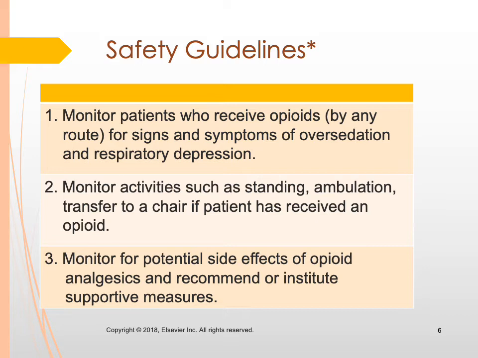We want to monitor potential side effects of analgesics. And what are those potential side effects? Constipation is always one, sometimes nausea, vomiting, depression, respiratory depression, itching or pruritus. Some of the things that we do for constipation, of course, stool softeners. With nausea and vomiting, they may get Zofran or something for their nausea.